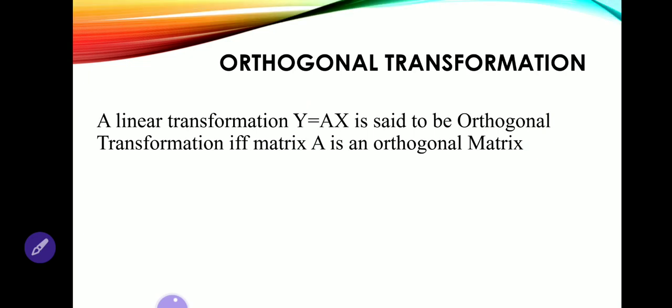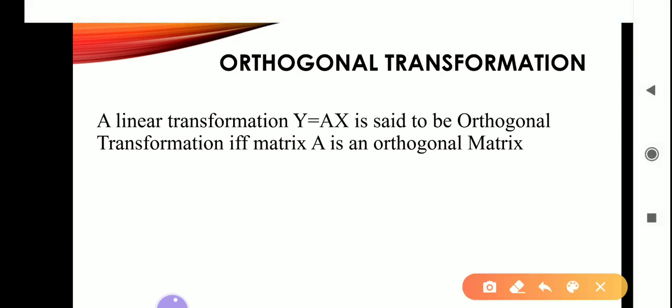Then next one is orthogonal transformation. Now what is meant by orthogonal transformation? A linear transformation Y is equal to AX is said to be an orthogonal transformation if and only if matrix A is an orthogonal matrix. Suppose the question is, show that the given transformation is orthogonal, or check whether that transformation is orthogonal or not. So how do we solve such types of problems?